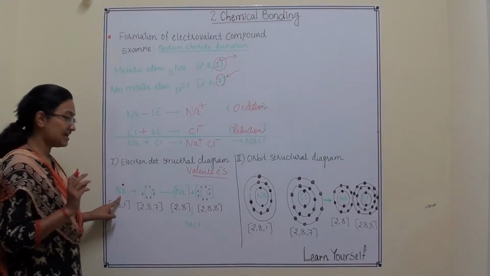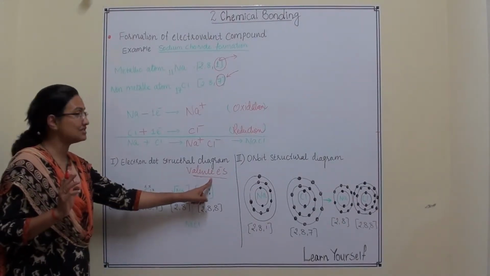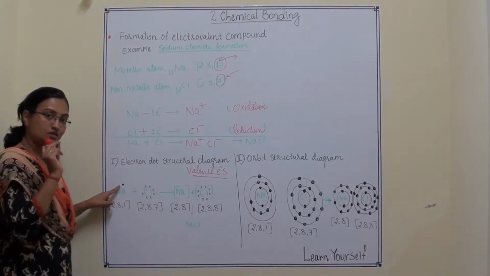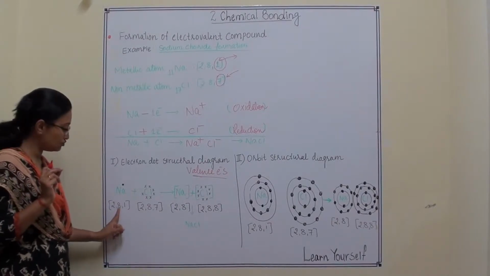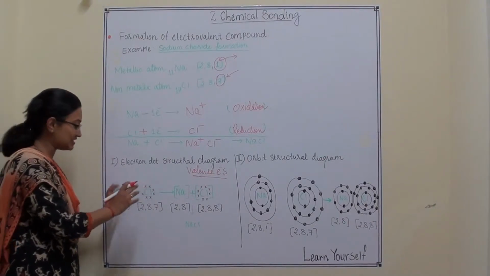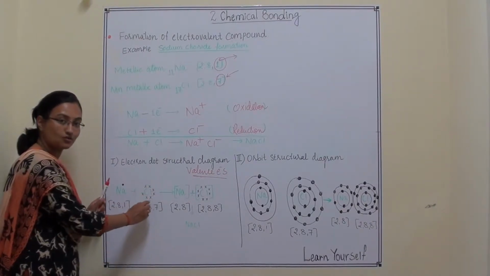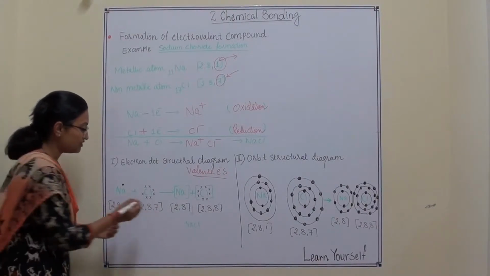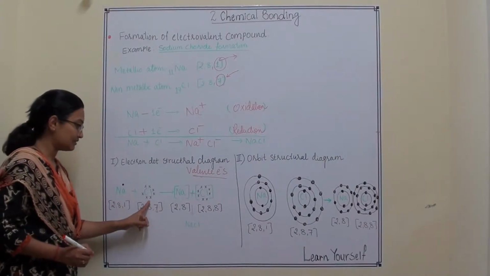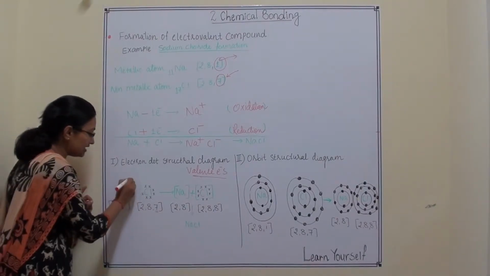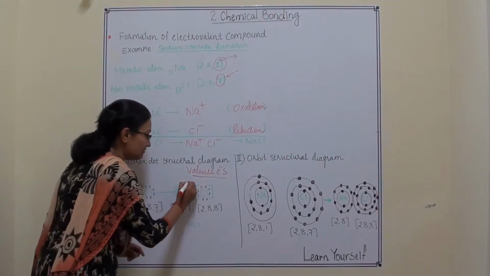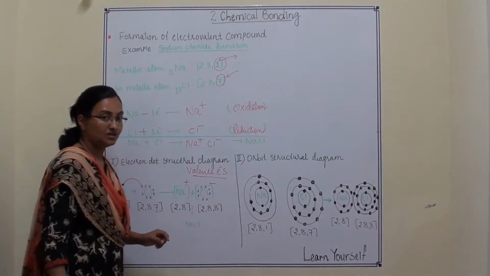So here it is Na. As I said earlier, we are showing only valence electrons. So Na has one valence electron, so I have put a dot. Its electronic configuration is 2, 8, 1. Whereas for Cl, to differentiate between Na and Cl, I have marked its electrons as crosses. It is 2, 8, 7, so we are showing only these 7 electrons. Now when this one electron is transferred over here, then Na will become plus and Cl will become minus.